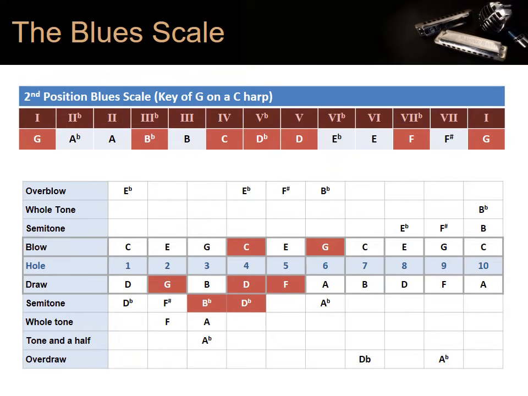The scale begins on 2-hole draw, or you could begin it on 3-hole blow. They're both the note G, first note of the scale, followed by 3-hole draw semitone bend, followed by 4-hole blow, 4-hole draw semitone bend, 4-hole draw, 5-hole draw, 6-hole blow, and it sounds like this.